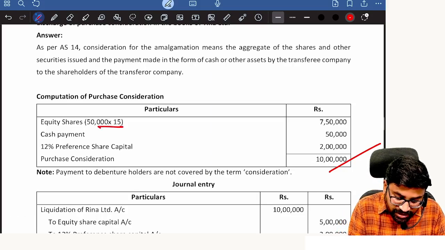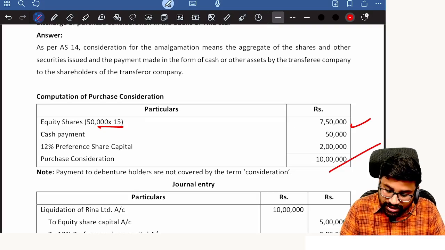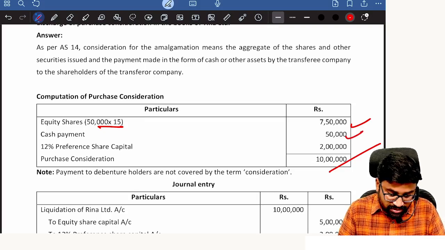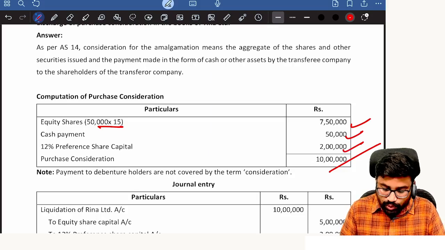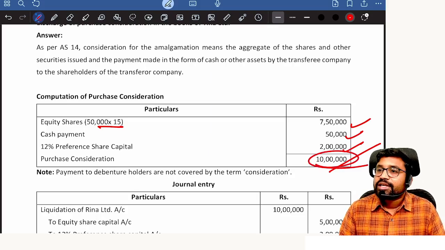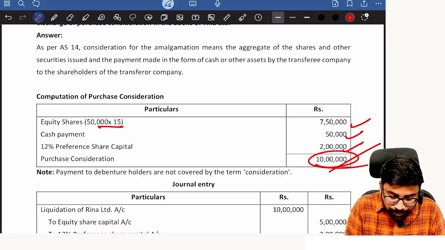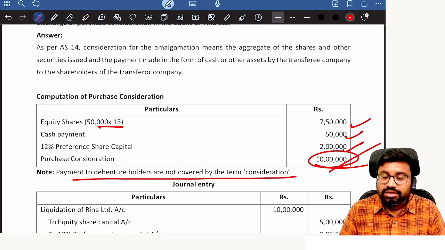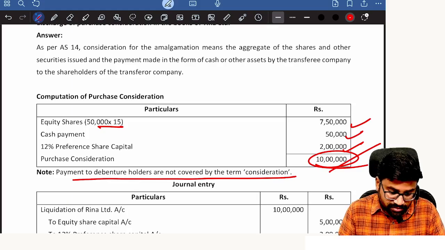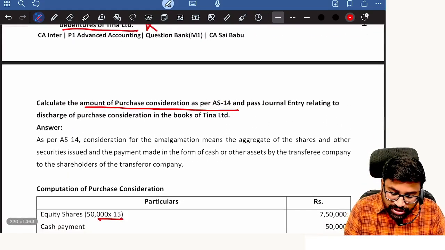Equity shares 50,000 into 15, 7,50,000. Cash payment 50,000. 12% preference share capital 2 lakhs. So total PC is 10 lakhs. And payments to debenture holders are not covered in PC. And they are asking one more thing, sir.